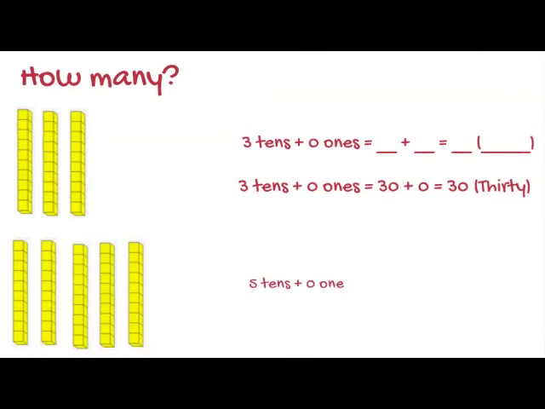Very good. Now the next one has how many blocks? It has 5 blocks. So what is the fill in the blanks? 5 tens plus 0 ones is equal to 50 plus 0 is equal to 50. FIFTY, 50 is the number name. Good. Well done.